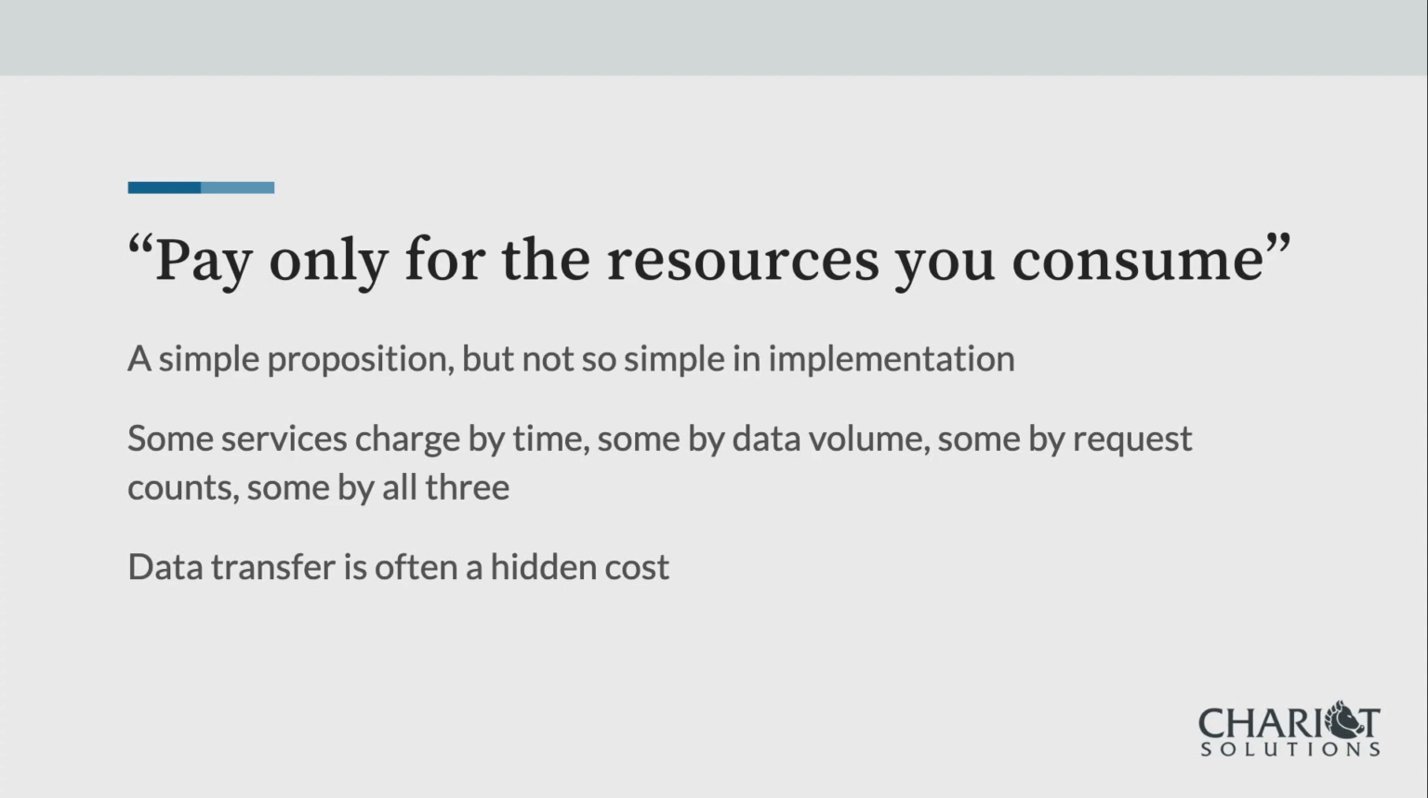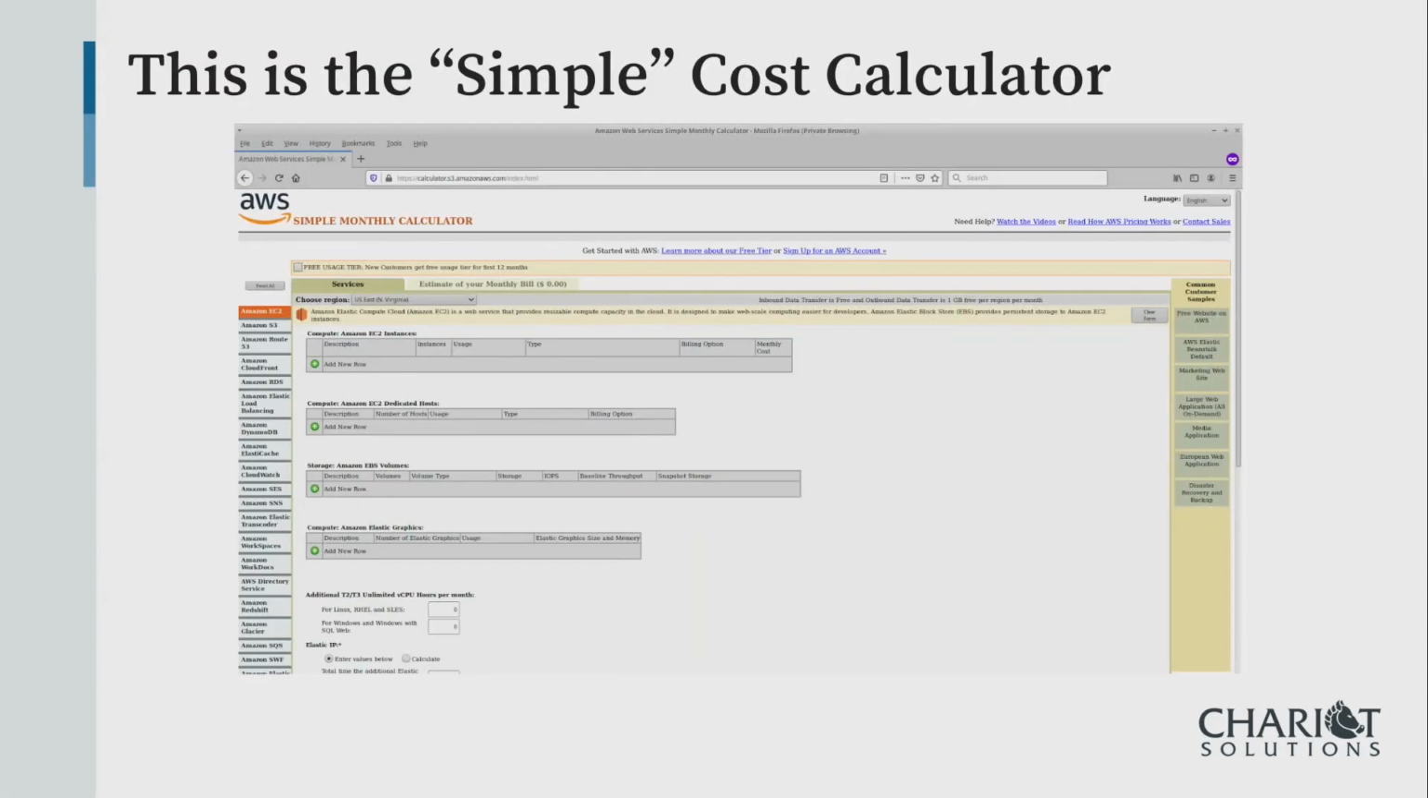Some services charge by the number of requests you make. Some services charge by the amount of data you use. Some services charge by the time you're running. And some by all three. With the result that this is what Amazon calls the simple cost calculator. You pick your services on the left and you have all the little things that contribute to the service cost in the middle. And if you know exactly how many services you're going to be using and at what level, you can come up with an estimate of your monthly bill. Yeah, we're not going to go down that path.